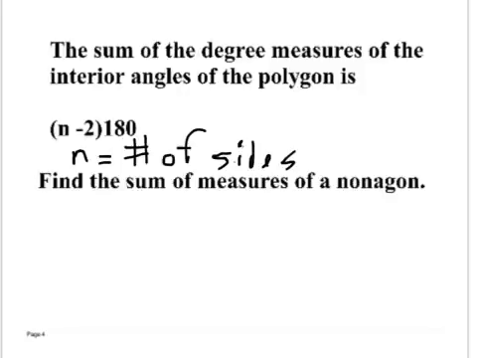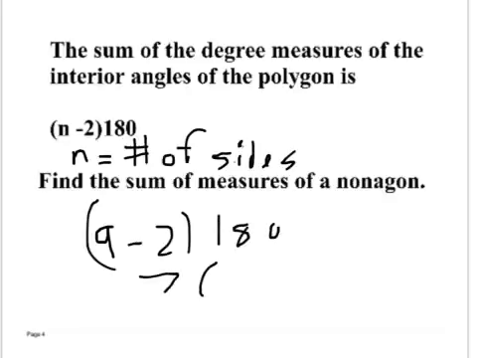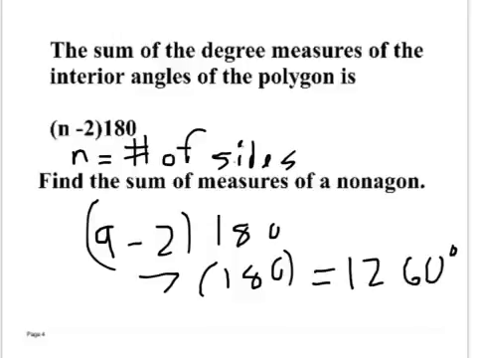Find the sum of measures for a nonagon. As we discussed, a nonagon has 9 sides. So I'm going to take 9 minus 2 times 180. 7 times 180 is 1260 degrees. So a nonagon has 1260 degrees inside. Easy enough, right?